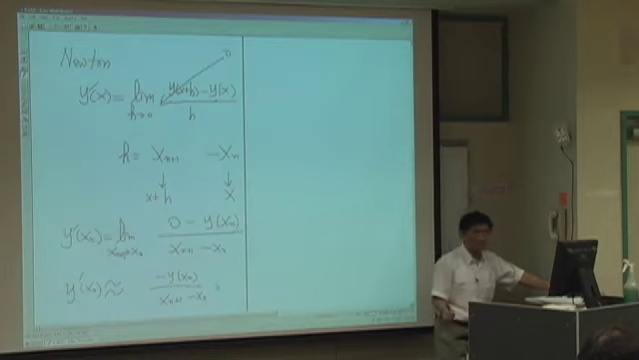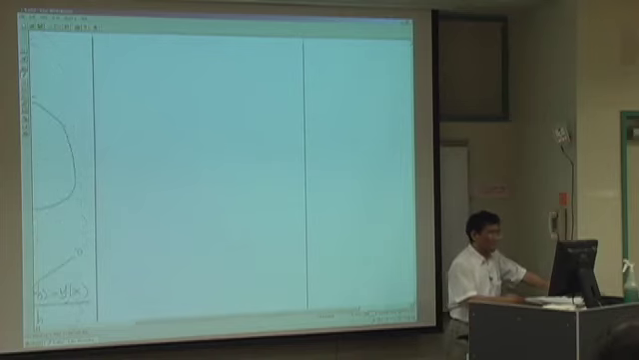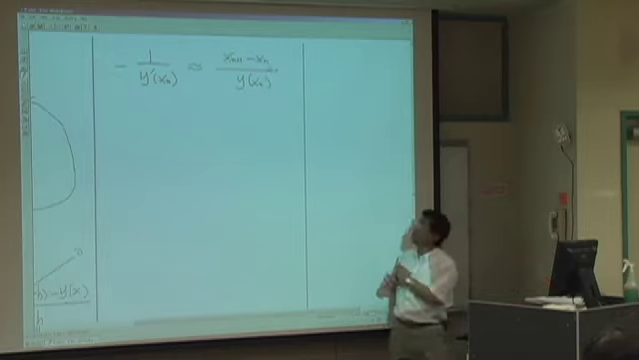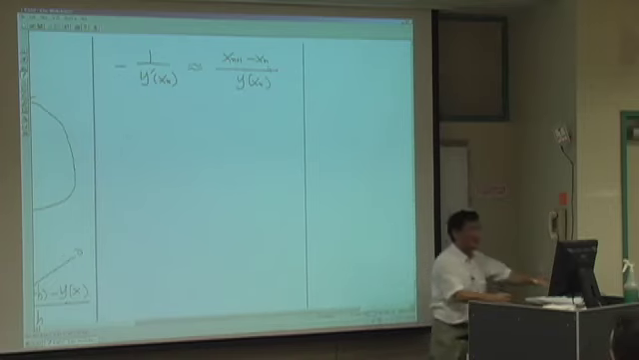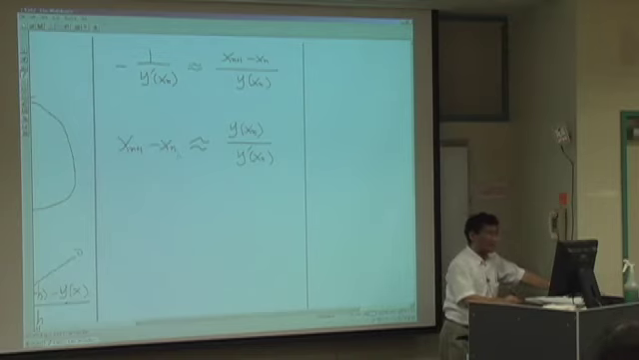we can take the reciprocal of both sides. The reciprocal of the left-hand side is 1 over y prime of xn. The reciprocal of the right-hand side is y of xn over xn plus 1 minus xn. Then we multiply both sides by y of xn. I multiplied this side by y of xn, and it equals this one, which I write on the right-hand side. Then eventually we will get this.